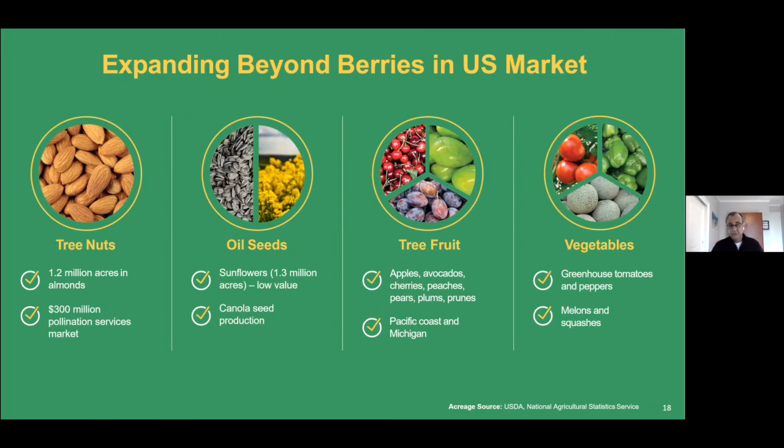Tree fruits are quite fragmented. There are a lot of different crops, but we believe we have a very strong opportunity in cherries, plums and prunes, and we will start doing some work this season. It is mostly on the Pacific Coast and in Michigan. And then finally, we do have opportunities in vegetables, including greenhouse production in tomatoes and peppers and melons and squashes.